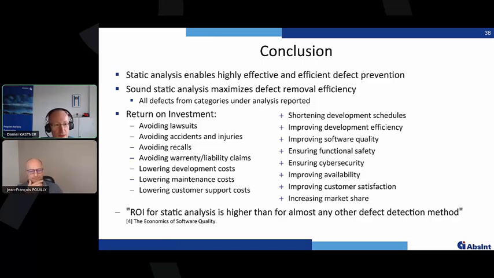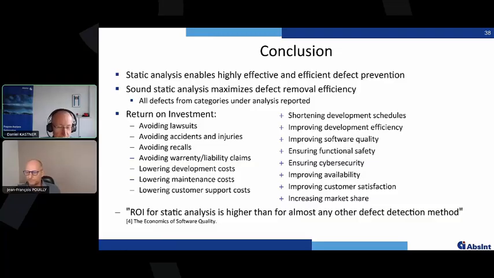So on the negative side, you can avoid lawsuits, accidents, recalls, and lower development, maintenance, and customer support costs. Positively formulated, you can shorten development cycles, you can improve the efficiency of development because the earlier you find defects, the less costly it is to repair them. Of course, you can improve software quality, you can ensure functional safety and cybersecurity, also availability. And then in the end, for any kind of systems, you can improve customer satisfaction and in the end increase the market share.